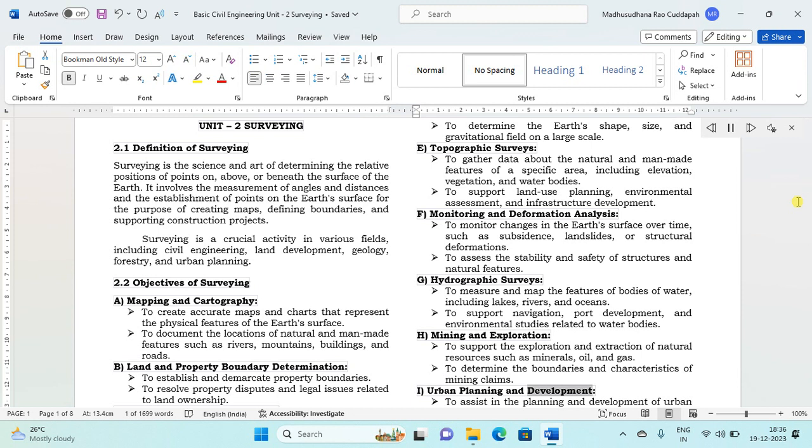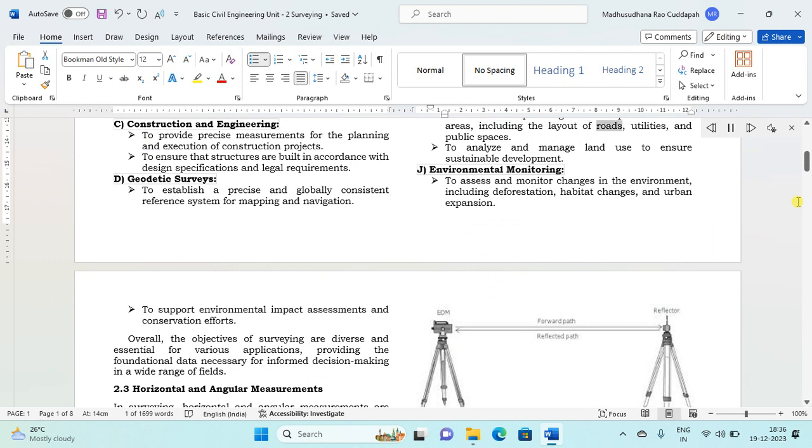I. Urban planning and development. To assist in the planning and development of urban areas, including the layout of roads, utilities, and public spaces. To analyze and manage land use to ensure sustainable development. J. Environmental monitoring. To assess and monitor changes in the environment, including deforestation, habitat changes, and urban expansion. To support environmental impact assessments and conservation efforts. Overall, the objectives of surveying are diverse and essential for various applications, providing the foundational data necessary for informed decision-making in a wide range of fields.